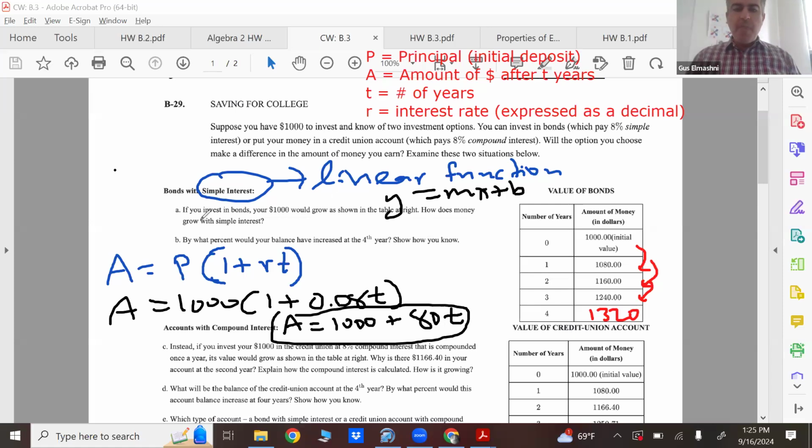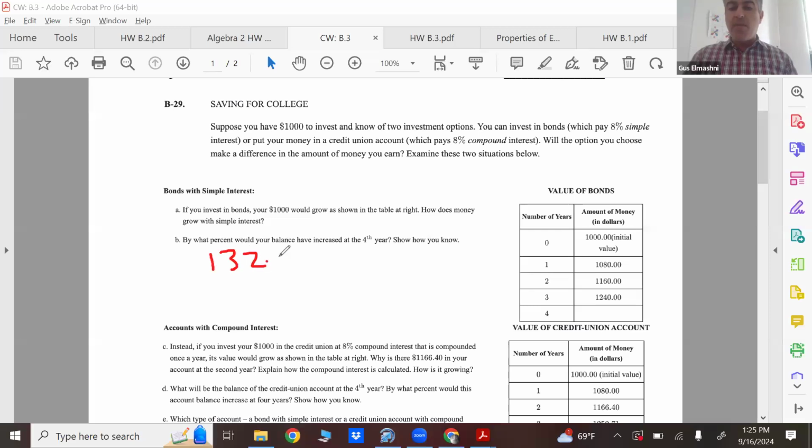And by what percent will your balance have increased at the 4th year? To answer part B, part A just means you get $80 per year. Let me understand this question better: by what percent would your balance have increased? Oh, so I see what you're doing. John, you're subtracting the initial amount from the 4th year amount. Okay, good, we'll see that.